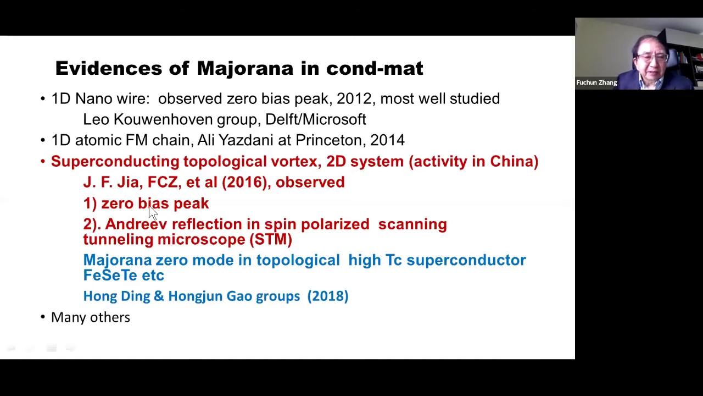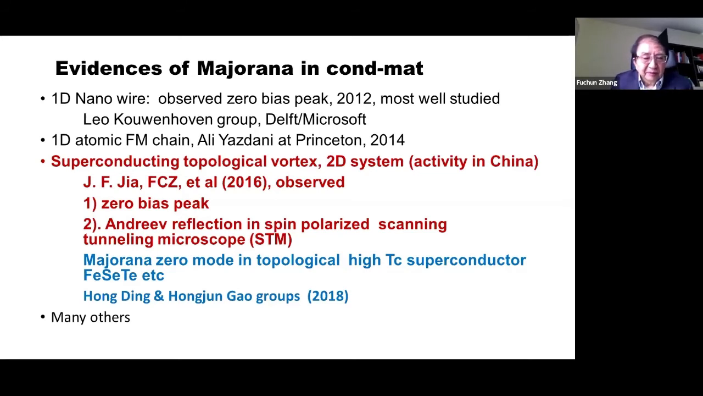And for the Majorana zero mode inside the vortex, the major person is Jinfeng Jia, who carried out the experiment. I am his theoretical assistant, providing some input on the theory part. Okay, so that's how I am involved. His experiment basically observed two things. One is the zero bias peak. The second is the Andreev reflection experiment, measured by STM, which found spin polarization dependence.